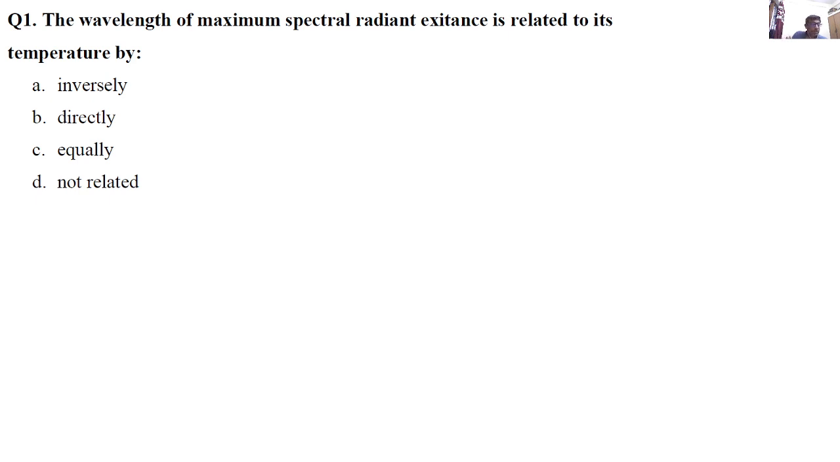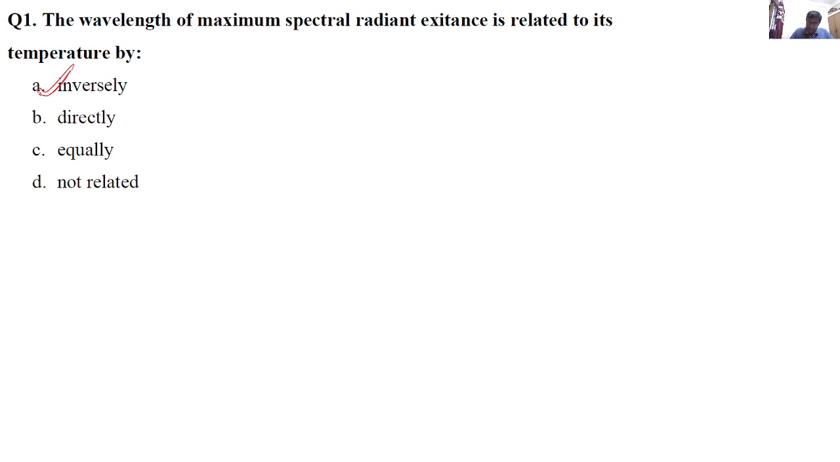So let's see. The first question is: the wavelength of maximum spectral radiant excitance is related to its temperature by A. Is it inversely proportional, or B. Is it directly proportional, C. Is it equal, or D. Is it not related at all? So it is actually related to something called Wien's law, and the actual answer is inversely proportional, A.